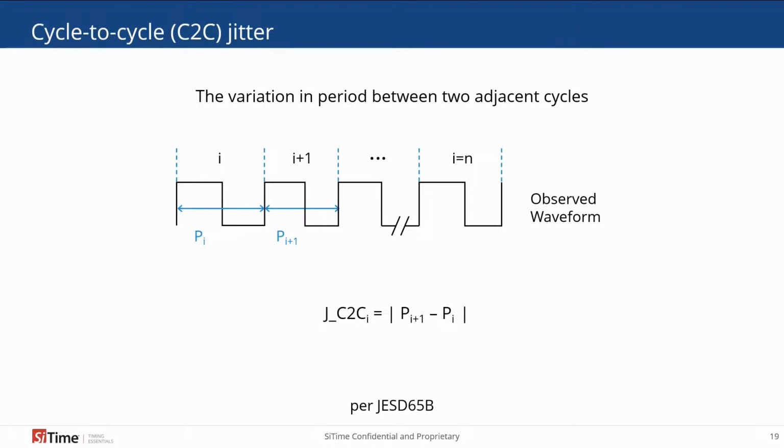Cycle-to-cycle jitter is the variation between two adjacent cycles. The only thing tricky here is that the most common way people measure cycle-to-cycle jitter is using the JEDEC standard JESD 65B, and that introduces absolute values. So it's taking the absolute value of the difference between two neighboring periods. And when you do that, you end up with all positive numbers, and it's a one-sided distribution.